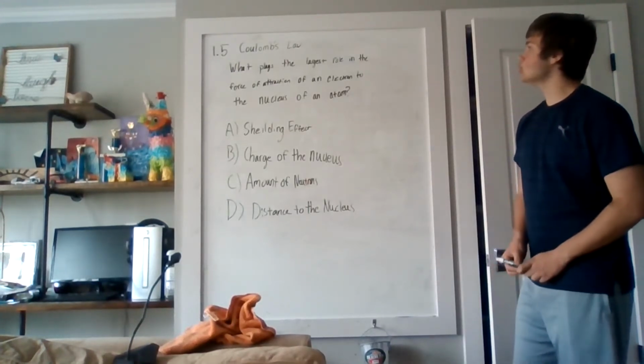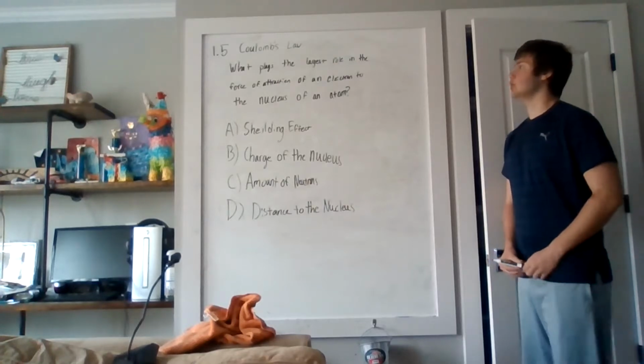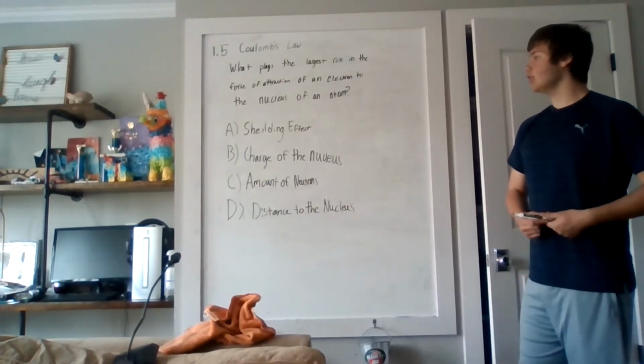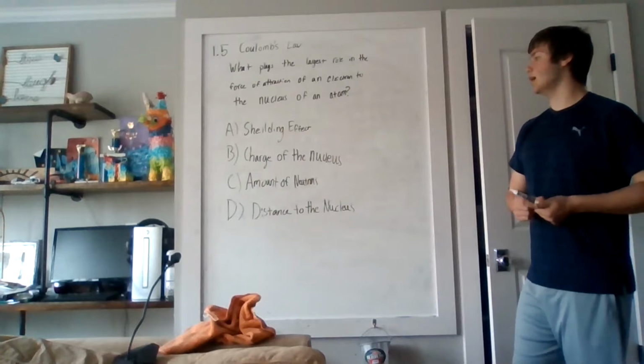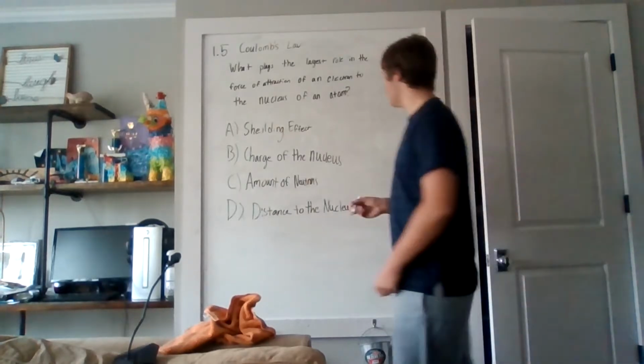What plays the largest role in the force of attraction of an electron to the nucleus of an atom? Shielding effect, charge of the nucleus, the amount of neutrons, or the distance to the nucleus?